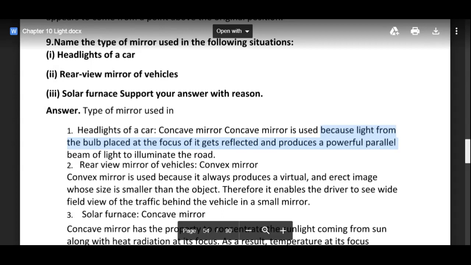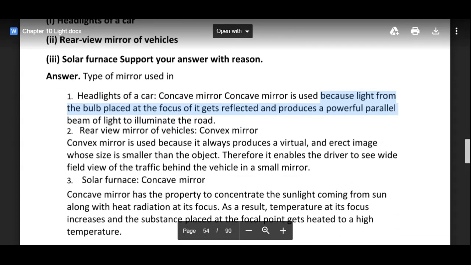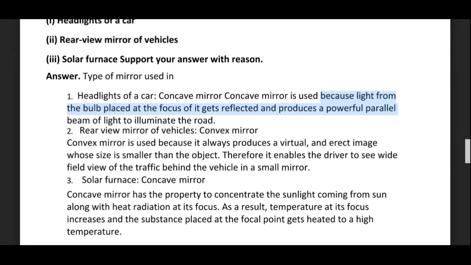Rear view mirror of vehicles, convex mirrors, right? In order to have a wider field of view because बड़े ऑब्जेक्ट्स होते हैं उनका एक छोटी सी जगह पे आपको इमेज बनाना होता है, right? In order to form that image, we have to use convex mirror in order to have a wider field of view on a small area.